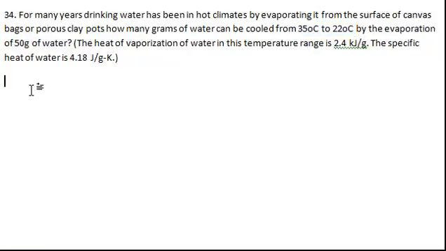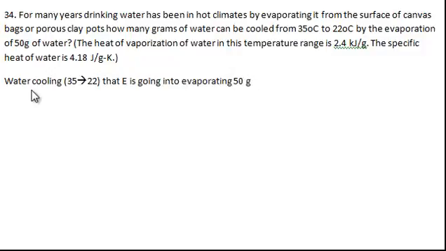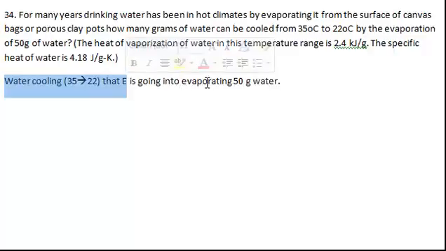We have water cooling from 35 to 22, and that energy is going into evaporating the 50 grams of water. So we have one exothermic process, the water cooling from 35 to 22. That amount of energy is going into evaporation of a different sample of water. So it's just sort of a first law of thermodynamics.